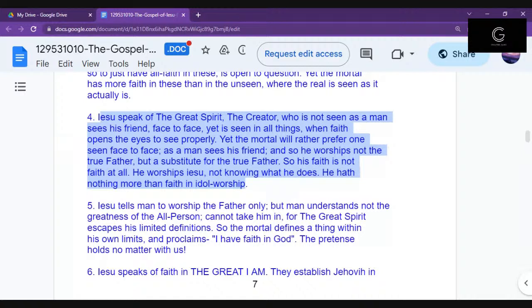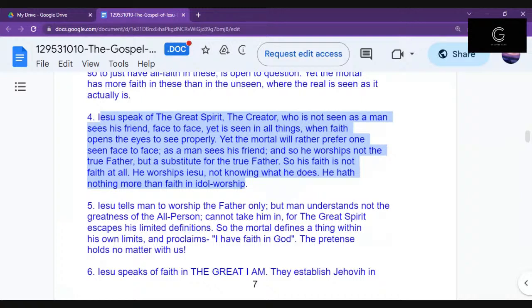Iesu speak of the great spirit, the creator, who is not seen as a man sees his friend face to face, yet is seen in all things when faith opens the eyes to see properly. Yet the mortal will rather prefer one seen face to face as a man sees his friend. And so he worships not the true Father, but a substitute for the true Father. So his faith is not faith at all. He worships Iesu. Oh, wait, they worship Jesus.